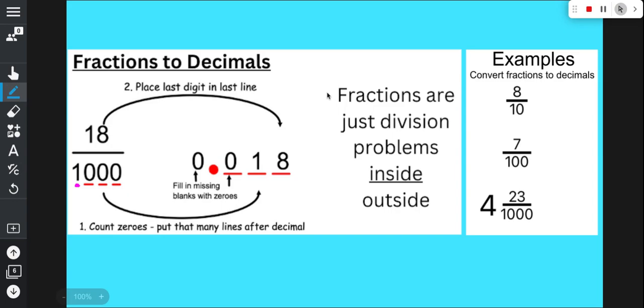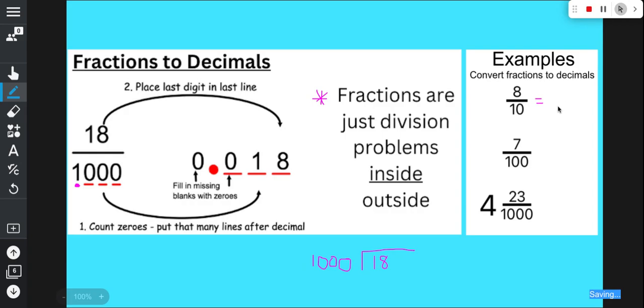Keep in mind, fractions are just division problems. So you can write out a division problem. So for this one, we would have the inside number 18 and the bottom number is on the outside of a division bar. So we could go out and divide this problem out. Let's convert some examples.